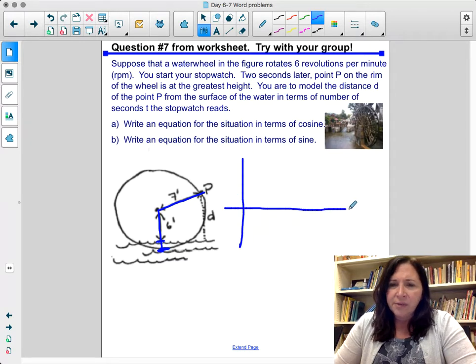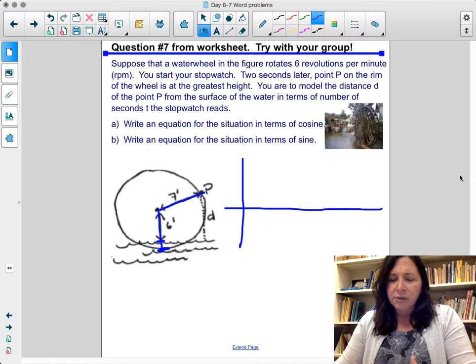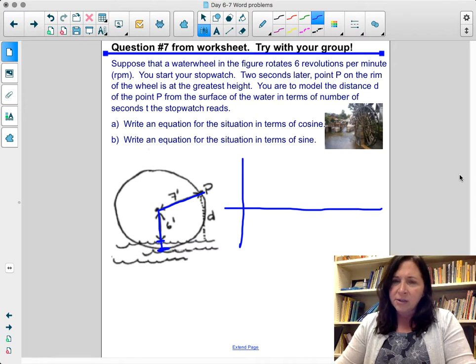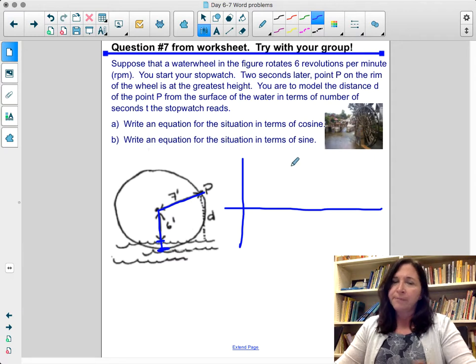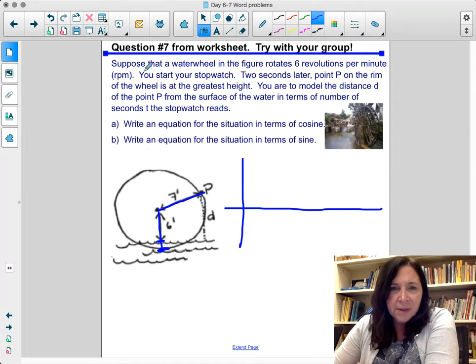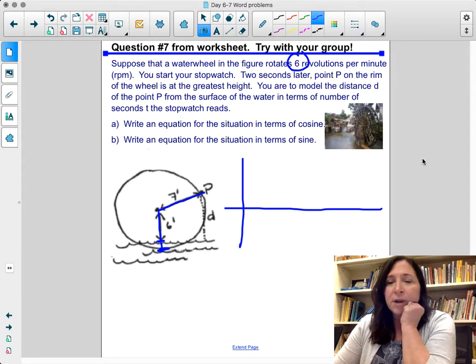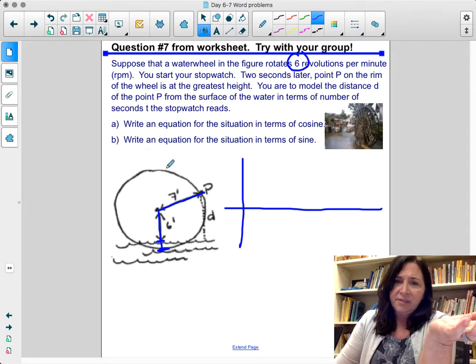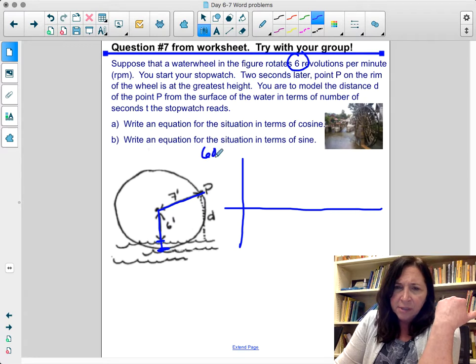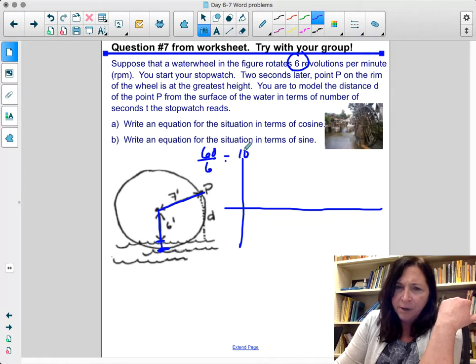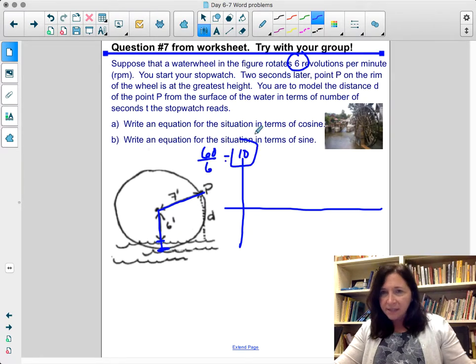And again, I always encourage you to turn the video off, start practice, try to get as much information as you can, and then turn it back on and do the problem yourself. But that being said, let's move forward. The water wheel in the figure rotates 6 revolutions per minute. So what's 1 period? A minute, 60 seconds. 6 revolutions, 60 divided by 6. So our period is every 10 seconds.